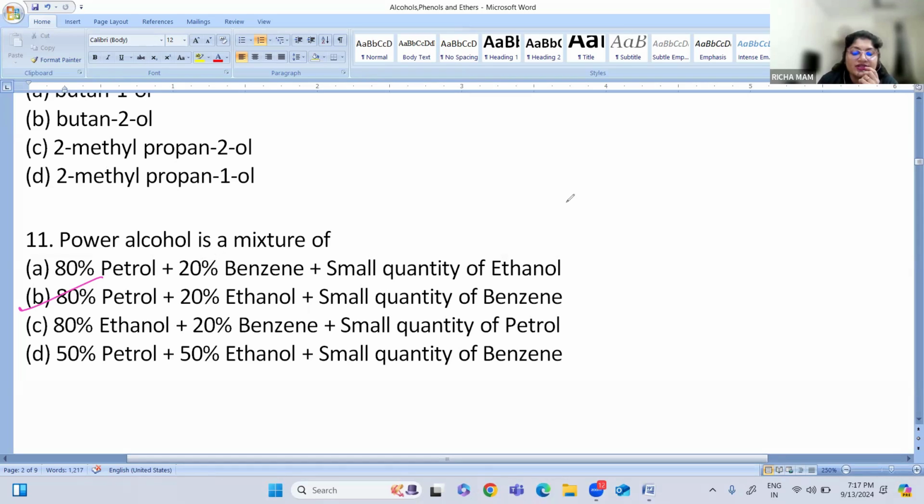Where is it used? It is used in internal combustion engines to drive power. So when you need to drive power in the vehicle, that time you make use of this power alcohol. When you want power in vehicles, we use this type of alcohol. So which is the answer? It is B. Yes. Okay, fine. The next question.